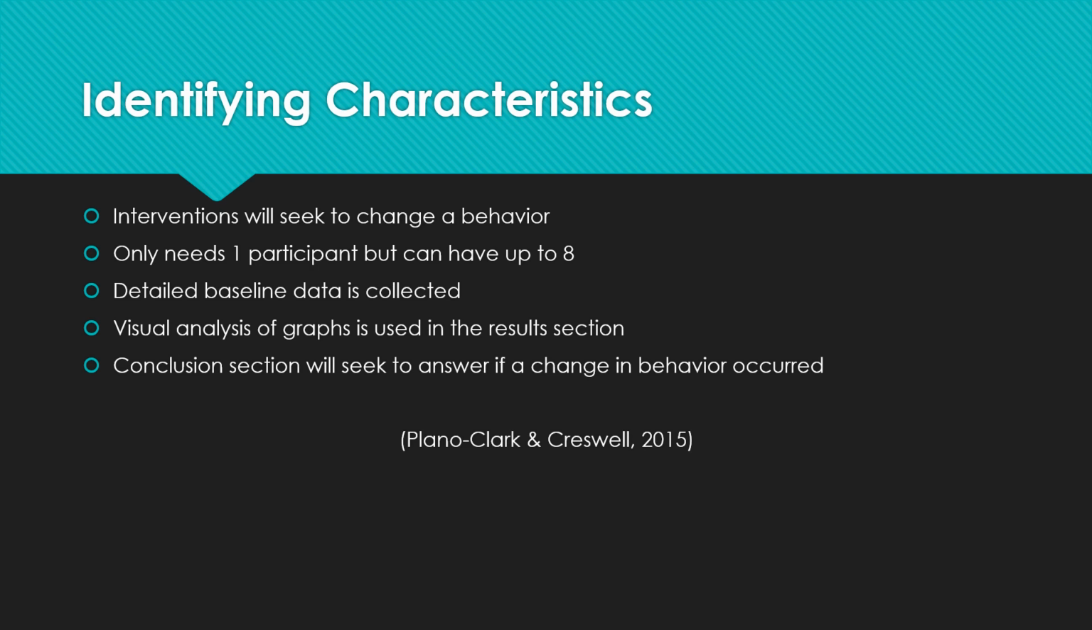The last characteristic is in the conclusion section. The big question that will be answered in the conclusion section is, did a change in behavior occur? And was the intervention the cause of this change? The high level of control over the intervention allows for researchers to make strong claims about the intervention that took place and the change it made, or didn't make, in the participants' behavior.